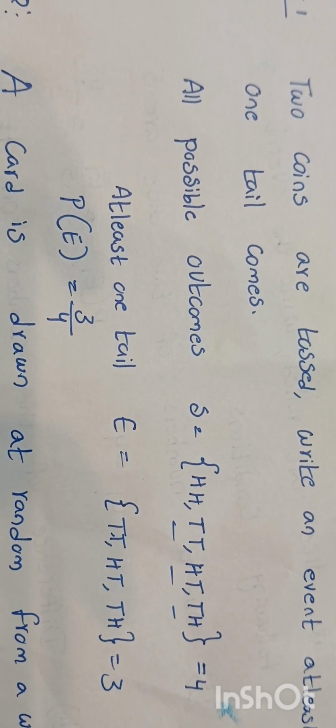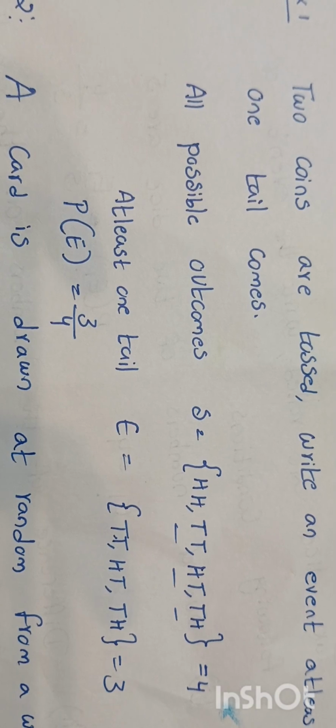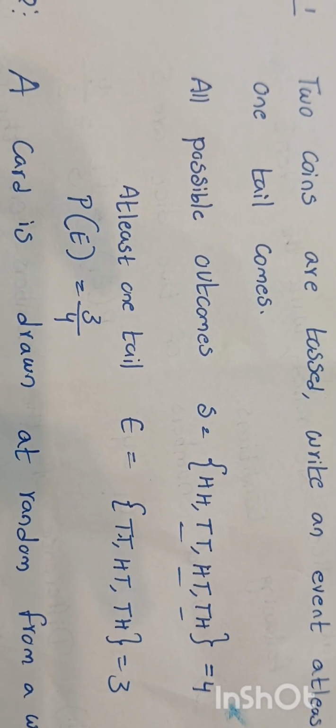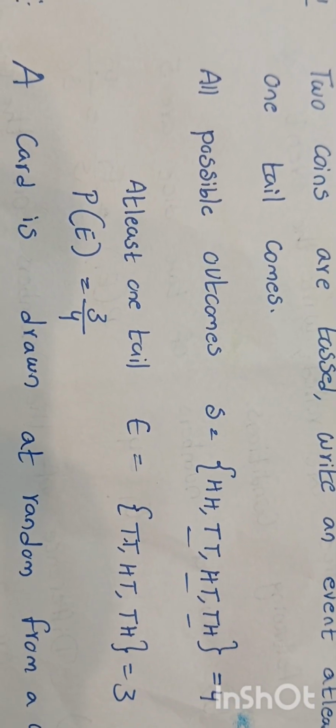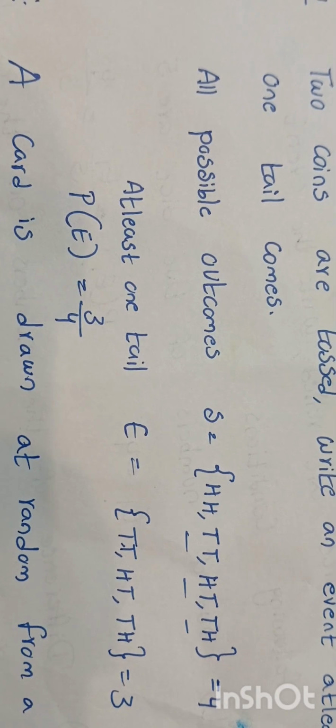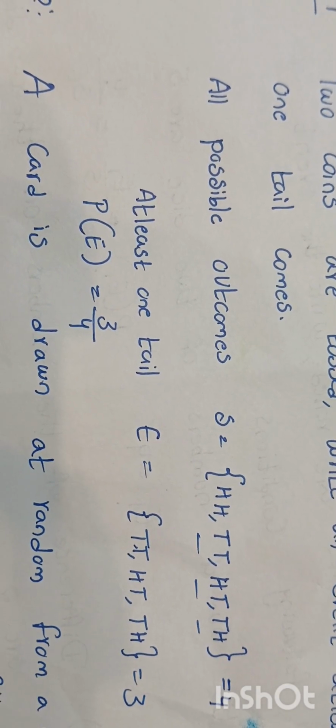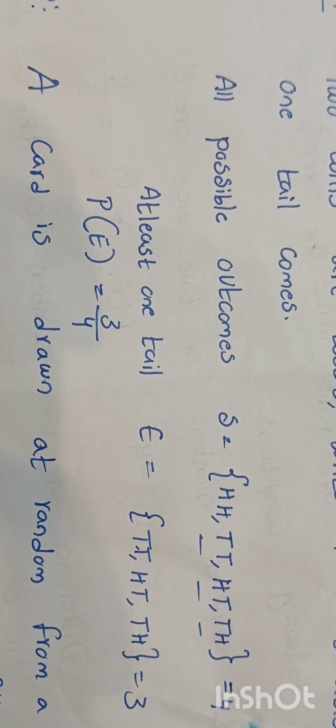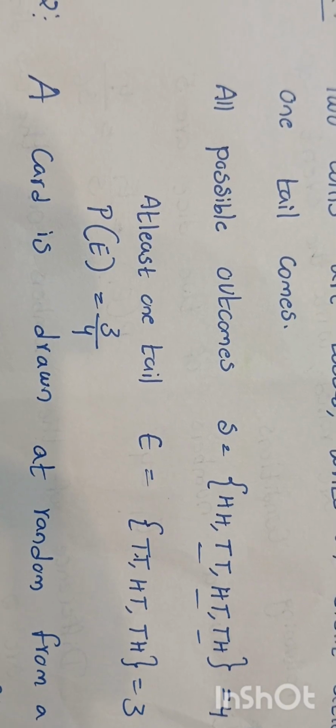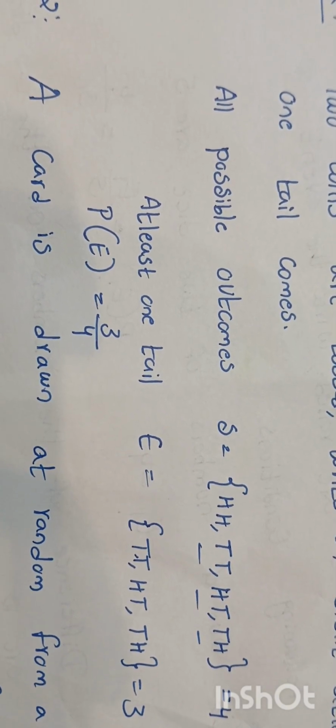Now coming to some examples. If two coins are tossed, write the event: at least one tail comes. All possible outcomes is equal to 4. At least one tail is equal to 3, that is tail-tail, head-tail and tail-head. Probability is equal to 3 divided by 4.